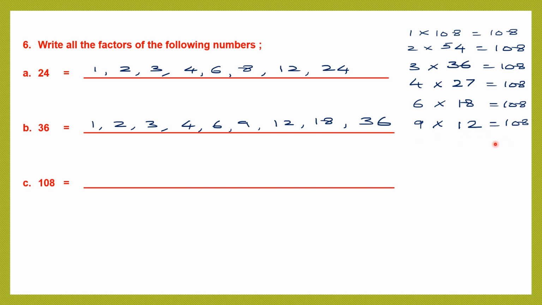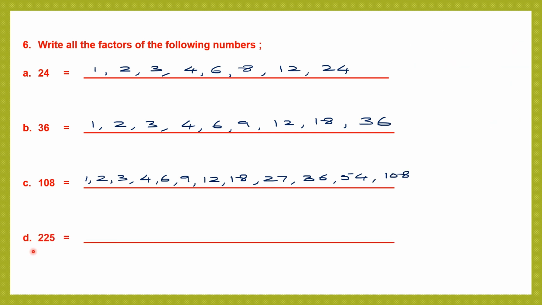So what are all the factors of 108? 1, 2, 3, 4, 6, 9, 12, 18, 27, 36, 54 and 108. Let's write that: 1, 2, 3, 4, 6, 9, 12, 18, 27, 36, 54 and 108.